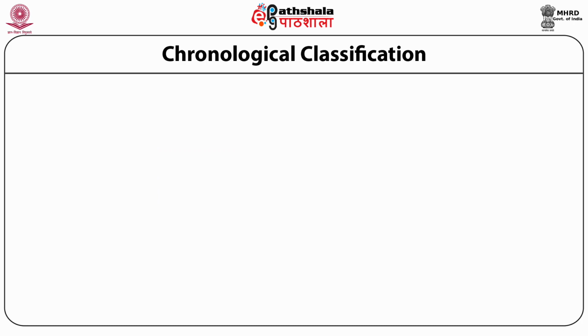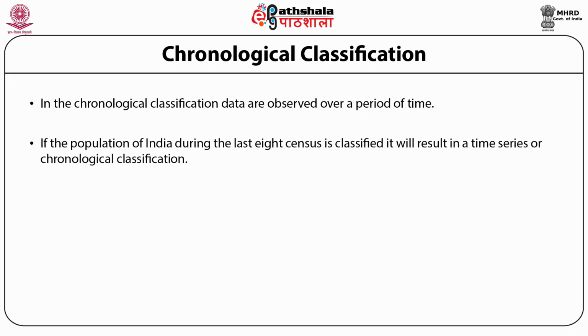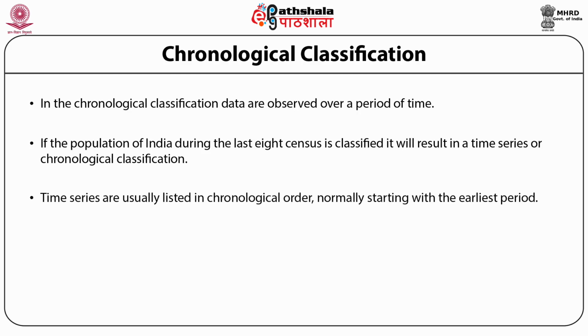The third category of data classification is the chronological classification. In the chronological classification, data are observed over a period of time. Such series are also known as time series because one of the variables in them is time. If the population of data during the last 8 censuses is classified, it will result in a time series or chronological classification. Time series are usually listed in chronological order, normally starting with the earliest period.